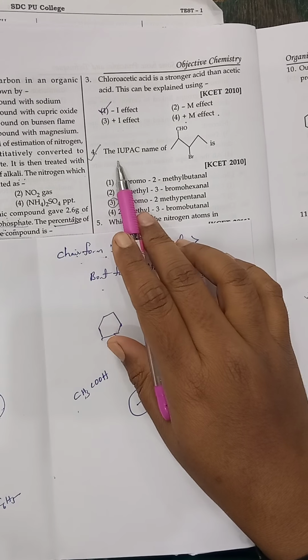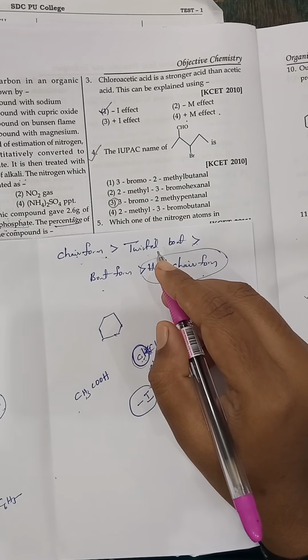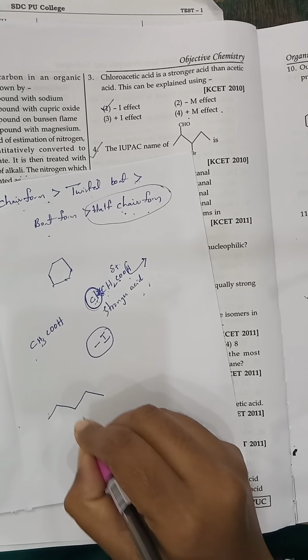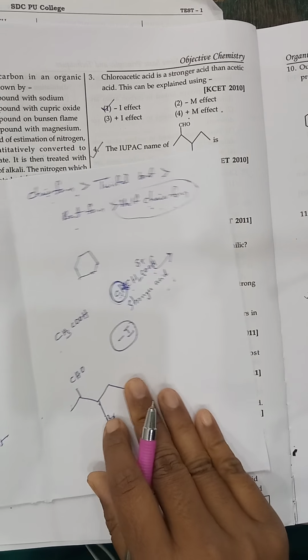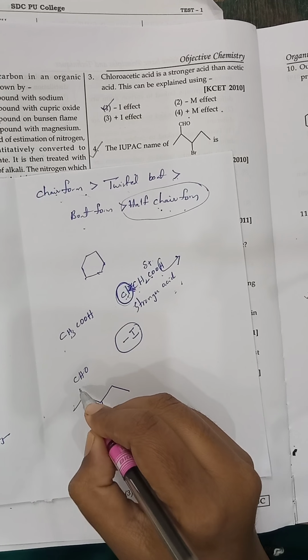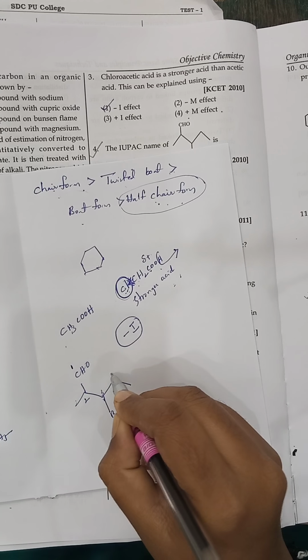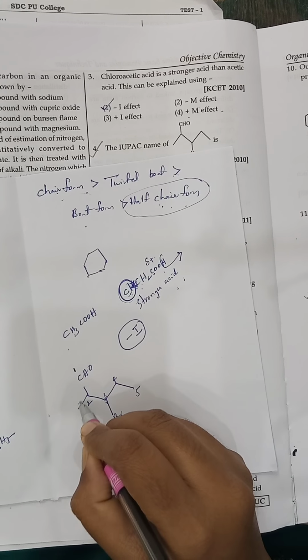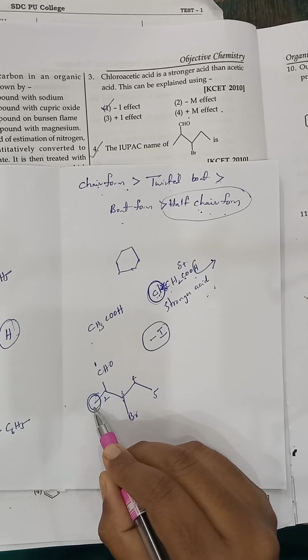Now the question: IUPAC name of the compound. Okay, here we want to write its IUPAC name. Okay, this is the functional group. I am writing the same compound here, and here Br, and here CHO is present. So this is the major functional group. So the functional group carbon should be included in the parent chain. First carbon, second carbon, third, fourth and fifth. This carbon is not involved in the parent chain, so it becomes a substituent. This is methyl. Here a methyl group is present.